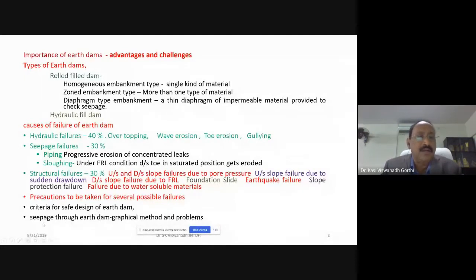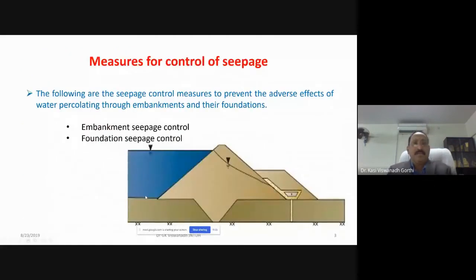And then what type of precautions are to be taken to see that the dam is safe against several types of failures. Then seepage analysis we also discussed in the last class: what is seepage, what is a phreatic line, and seepage analysis through the earth dam. Then Casagrande's graphical method, which we discussed, to draw the top flow line in an earth dam section, and we worked out one or two problems related to that. In today's class we will be seeing the measures for control of seepage.